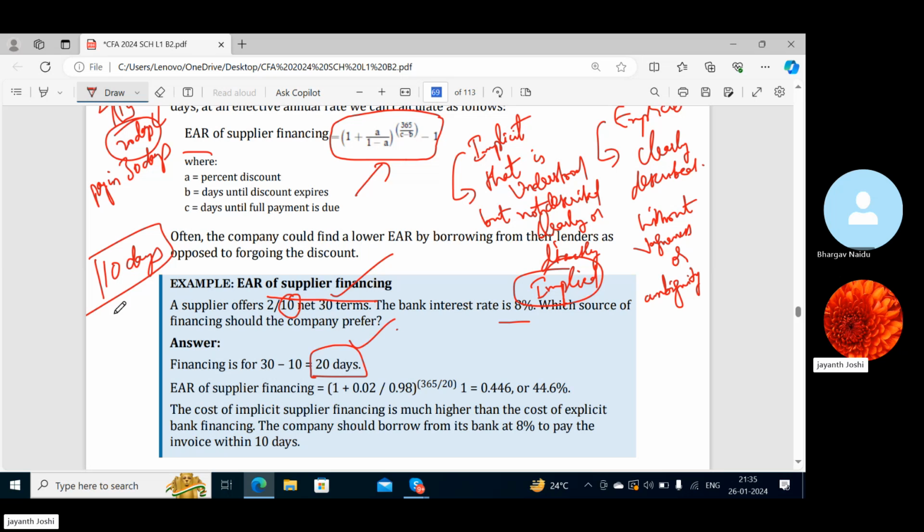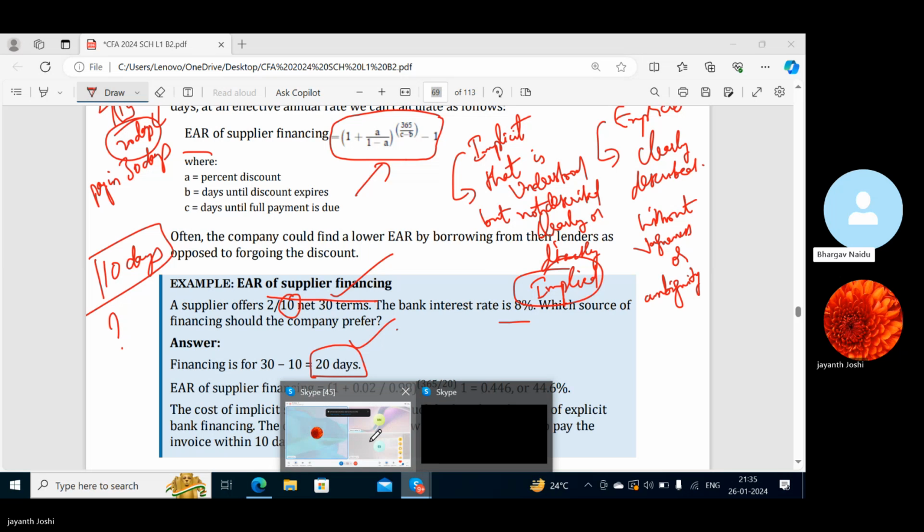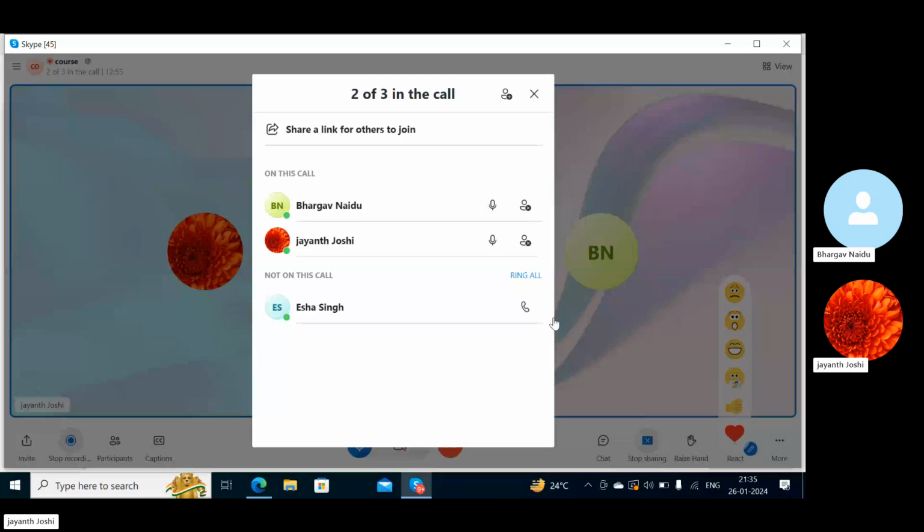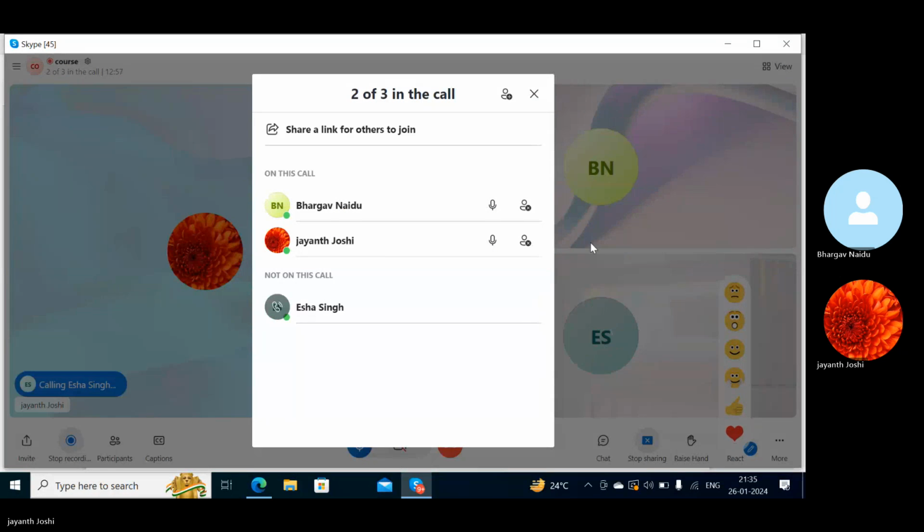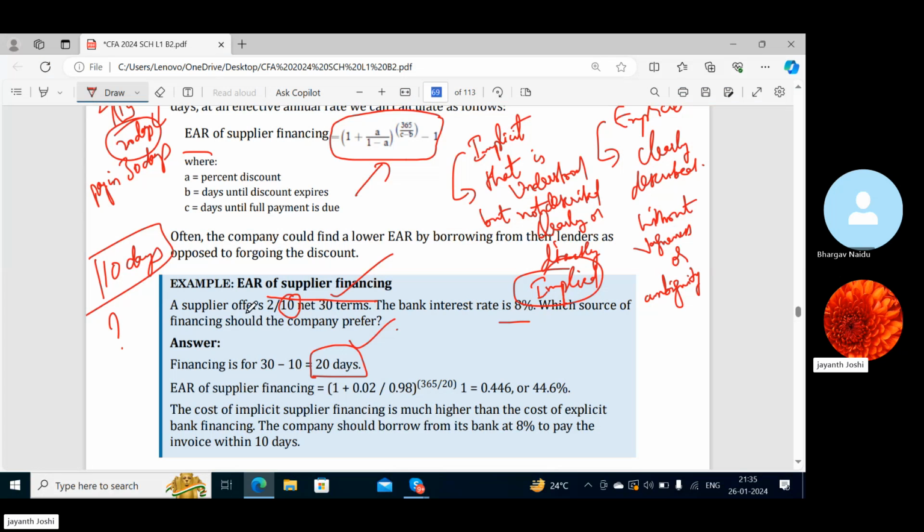Isha, did you understand? I think she's not there in the meeting. Net connection. Yeah. Now did you understand, Bhargav?